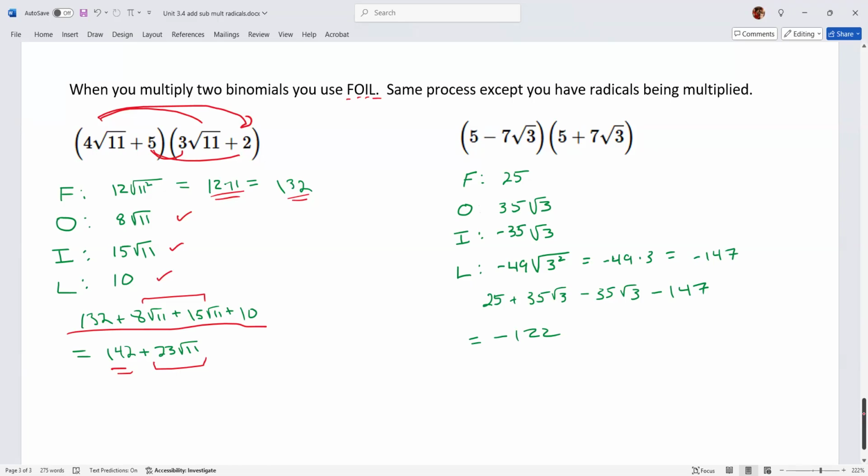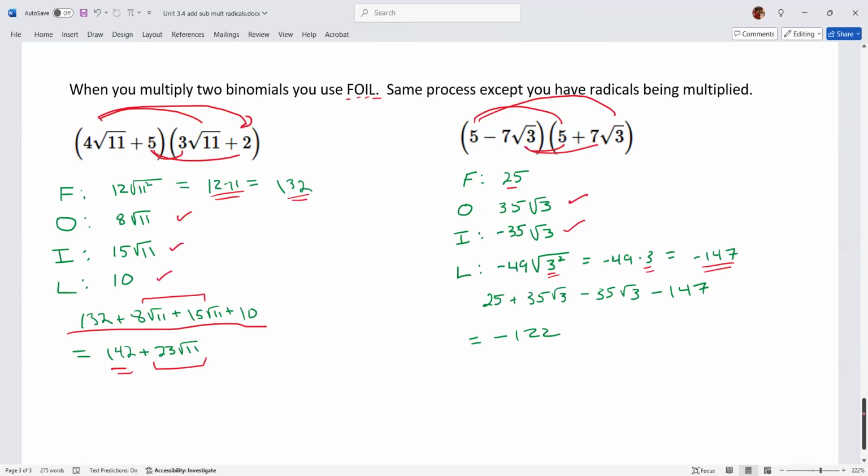Okay, last one. Again, I'm employing FOIL first. 5 times 5 is 25. Outside, 5 times 7 is 35 square root of 3. Inside, minus, again, watch the negative sign in front. That'll be a negative 35 square roots of 3. And then last will be negative 49. And 3 times 3 is 3 squared. Well, 3 squared, if I take the square root, just comes out as 3. Negative 49 times 3 is negative 147.